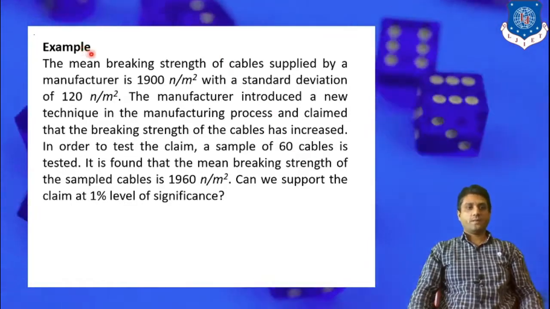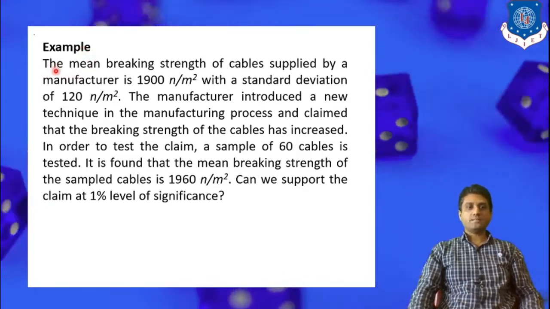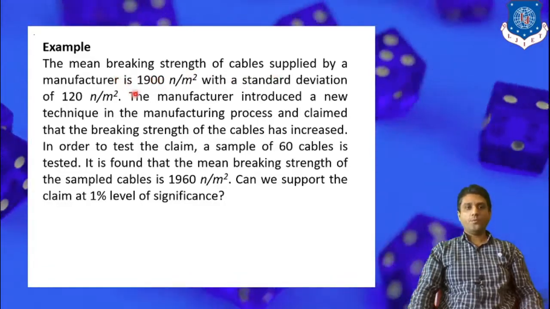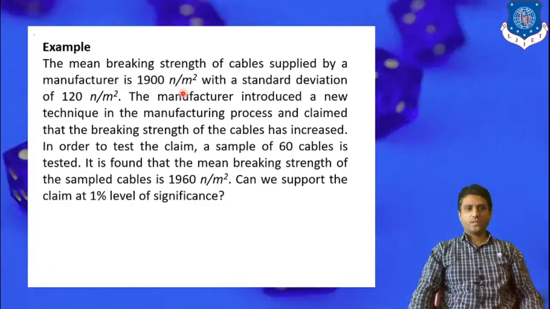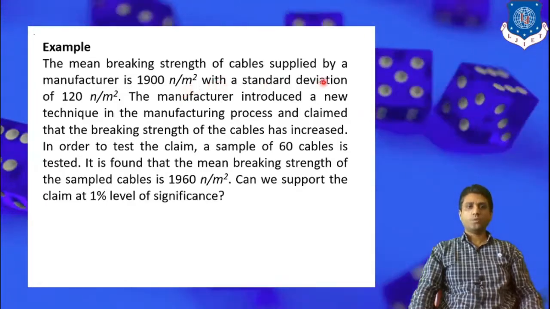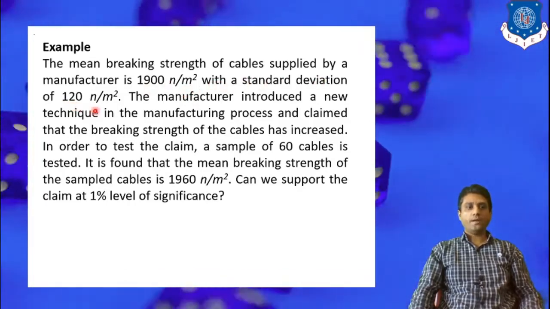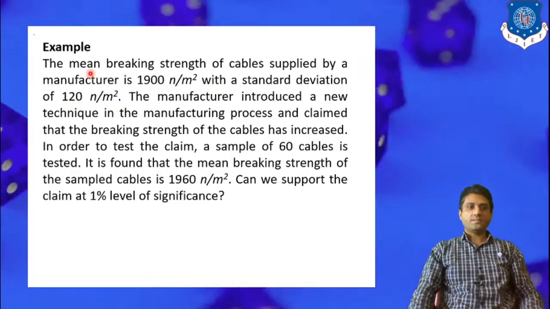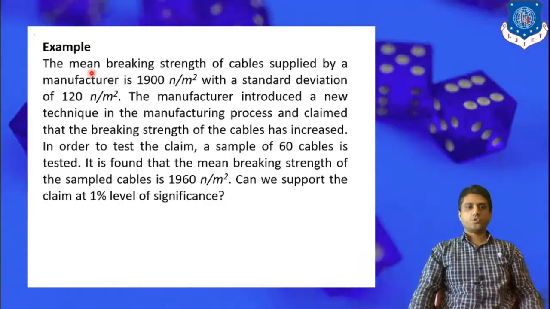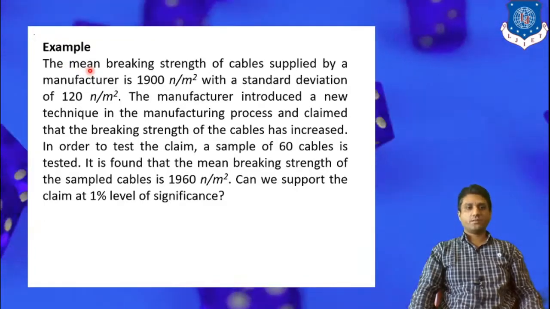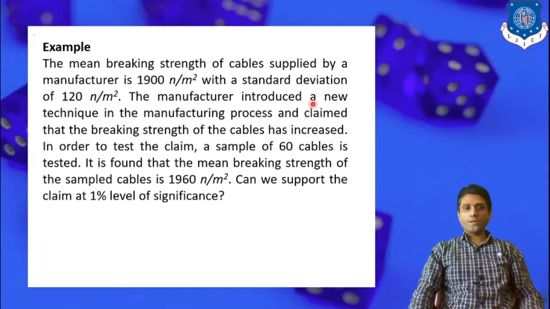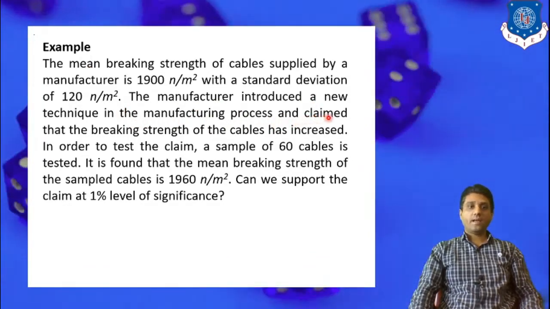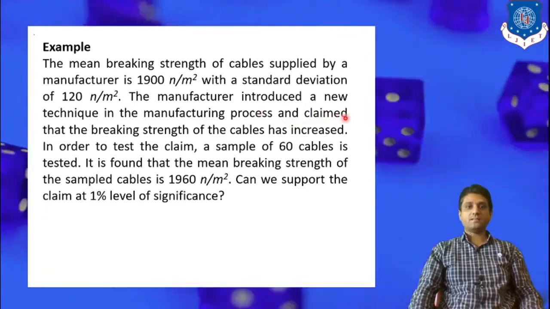Let's consider a second example. This example tells that the mean breaking strength of cable supplied by a manufacturer is 1900 Newton per meter square with a standard deviation of 120 Newton per meter square. Remember, this Z statistic is applicable when the mean is known. So definitely the mean here is given in the question. The manufacturer introduced a new technique in the manufacturing process and they claim these are the hypotheses.